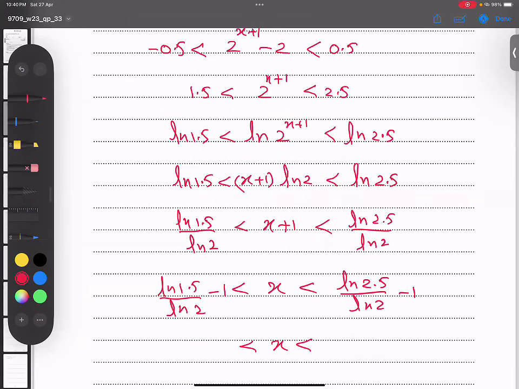So I'm typing in the calculator one by one: log of 2.5 over log of 2, minus 1. I'm getting 0.322. And the second one, I'm getting negative 0.415. So alhamdulillahi rabbil alameen, I think the point is very, very clear.